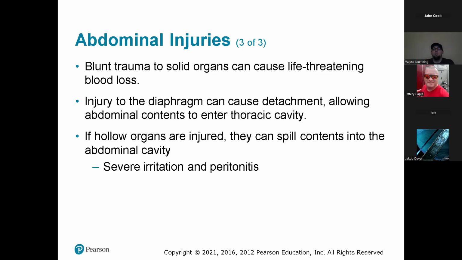Blunt trauma to solid organs can cause life-threatening blood loss. We covered that earlier when I mentioned things like liver lac or spleen lac, which is short for laceration. Injury to the diaphragm can cause detachment, allowing abdominal contents to enter the thoracic cavity. That is called... drawing a blank. I'll come back to it. Hollow organs can spill contents into the abdominal cavity, causing severe irritation and peritonitis. This is an infection of the peritoneum.